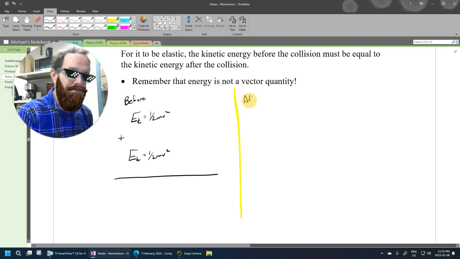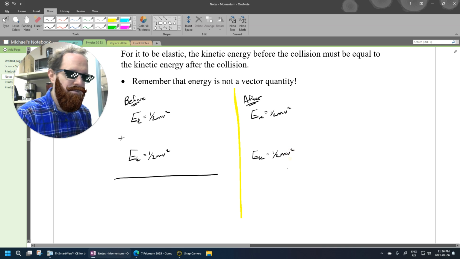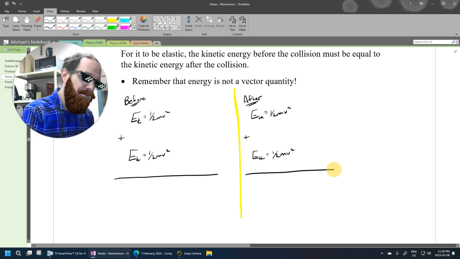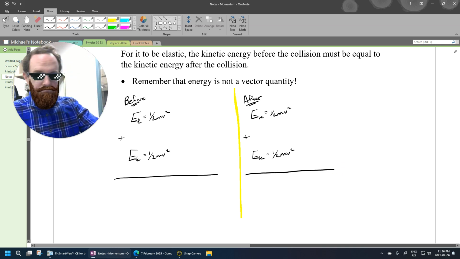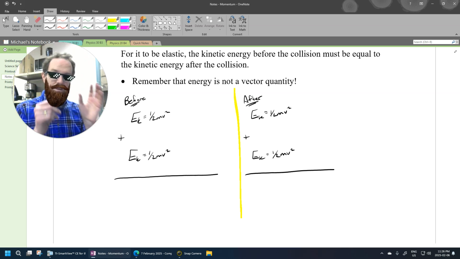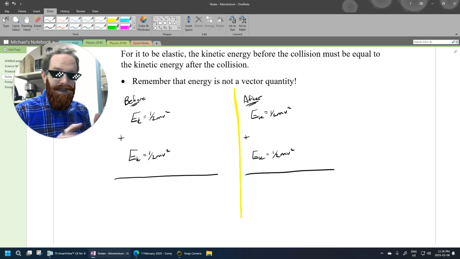And then we do it again. This one I always think is the worst, just a bunch of button pressing. It's almost no fun. Then we do it all over again for these two objects: 1/2 mv squared, 1/2 mv squared, and we add those together. We can actually compare them, we don't have to find the answer, we just compare the two numbers. If they're the same, then it is an elastic collision. If they're not, then it's inelastic.